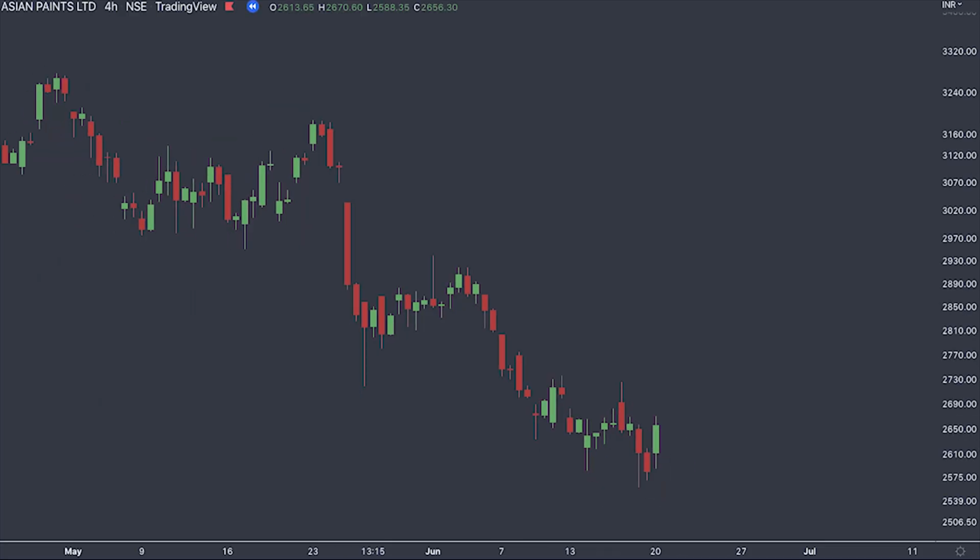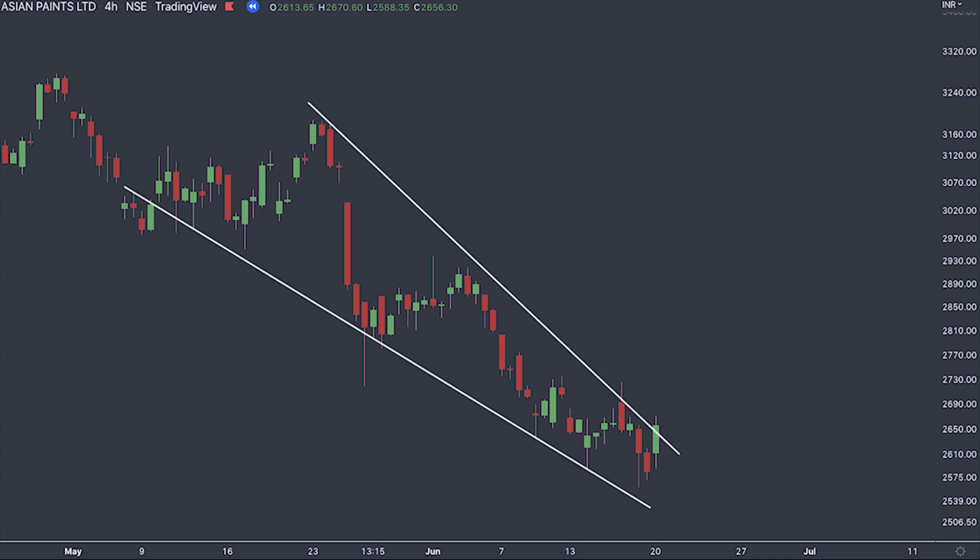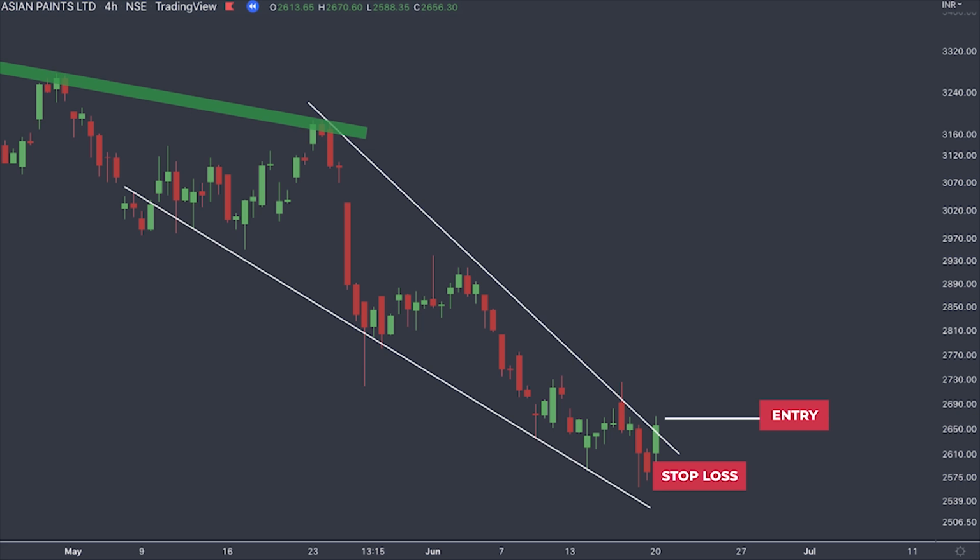We see we have a falling wedge here. We can see that the price has been making lower lows and lower highs. We have a good area of resistance at the top, this green thing here. You can even extend. So here at the breakout of this green candle, you will be entering. Your stop loss is going to be below the trend line. The target for this trade here is going to be this previous high, that is at 2930, right?